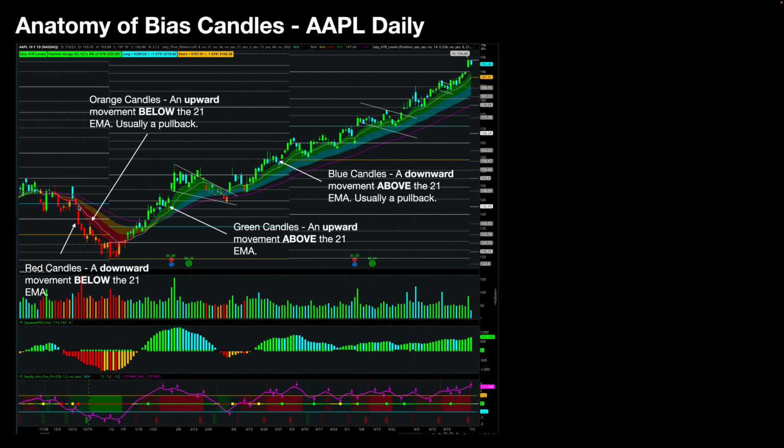Again, refresher, the 21 EMA is what separates the red and orange, separates the green and the blue, right? It's this little line in the middle. You can turn it on too if you want to turn the line on. I like it clean like this. And with bias candles, I don't need to worry about where the 21 is as much anymore because I know if it's above or below based on the current candle color.